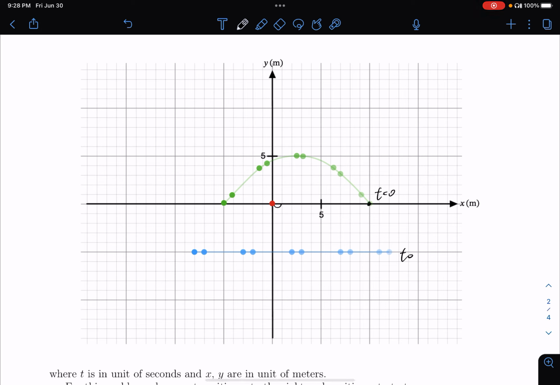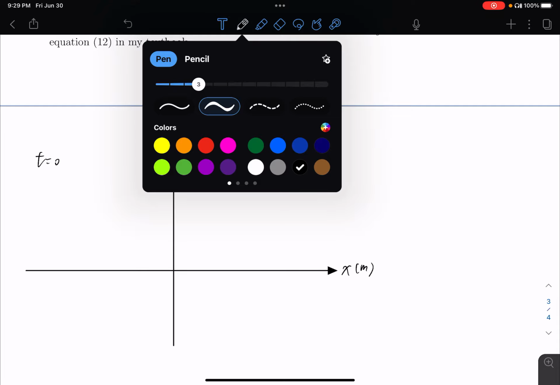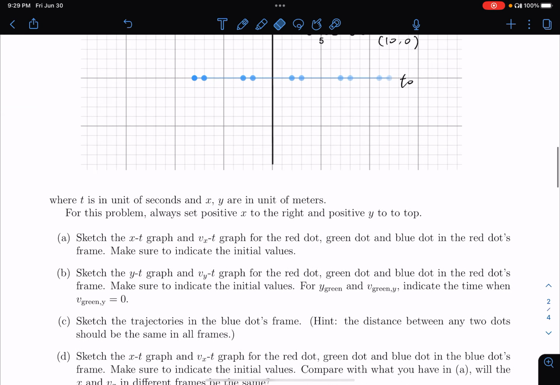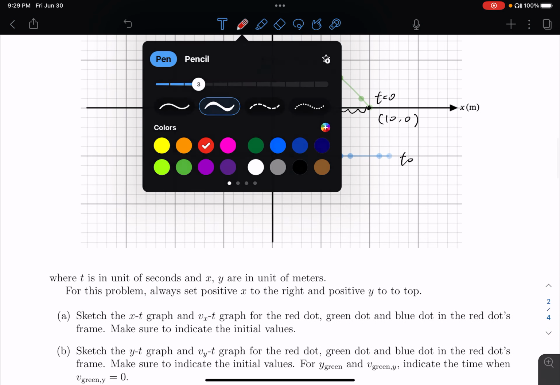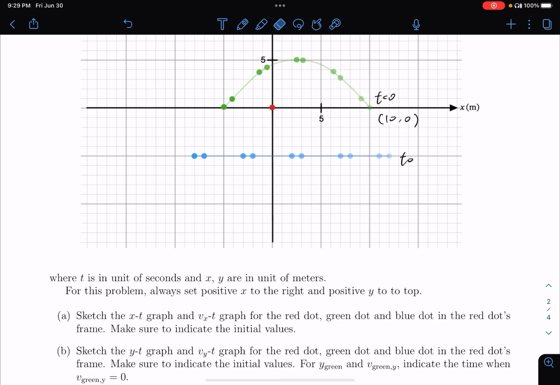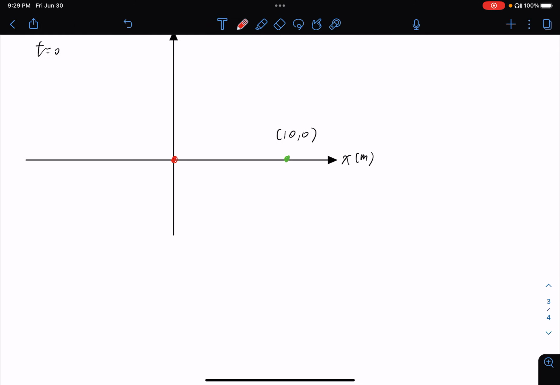It is at x equals 1, 2, 3, 4, 5, 6, 7, 8, 9, 10. So the x position of the green dot at t equals 0 is 10, and y is 0. It is on the x-axis, the horizontal axis. So at t equals 0, the green dot is at 10, 0. And the red dot is at the center, at the origin. So that is where the red dot is.